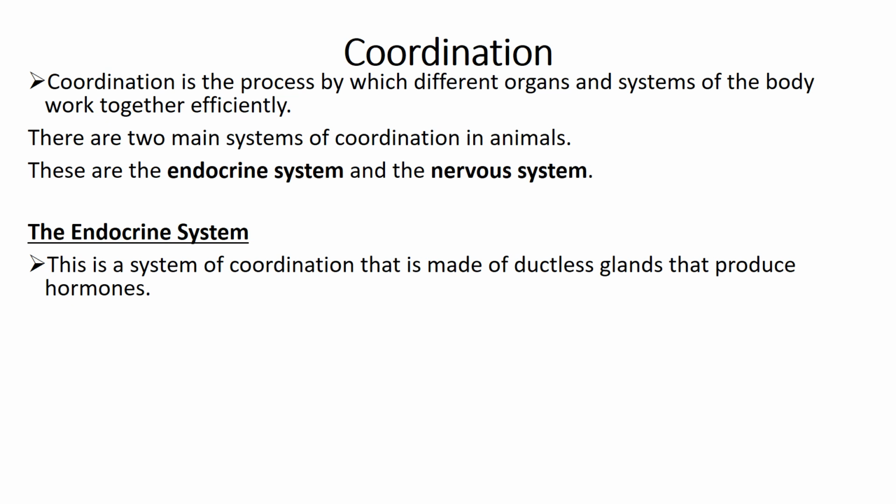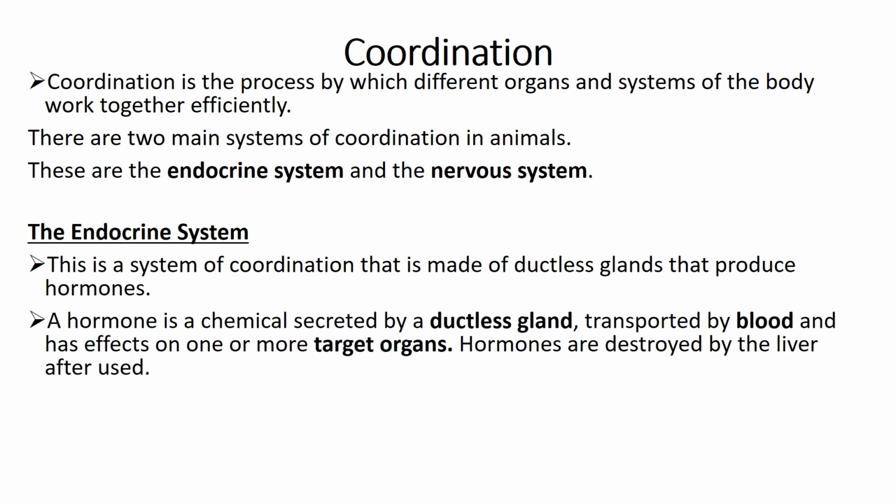So an endocrine system is a system of coordination that is made of ductless glands that produce hormones. Okay, so this system has glands which don't have ducts, and they produce some substances which are called hormones. So what is a hormone? A hormone is just a chemical secreted by a ductless gland, transported by blood, and has effects on one or more target organs. Hormones are destroyed by the liver after being used. So the definition of a hormone is just a chemical which is secreted by a ductless gland, and it is transported by blood and has effect on one or more target organs.